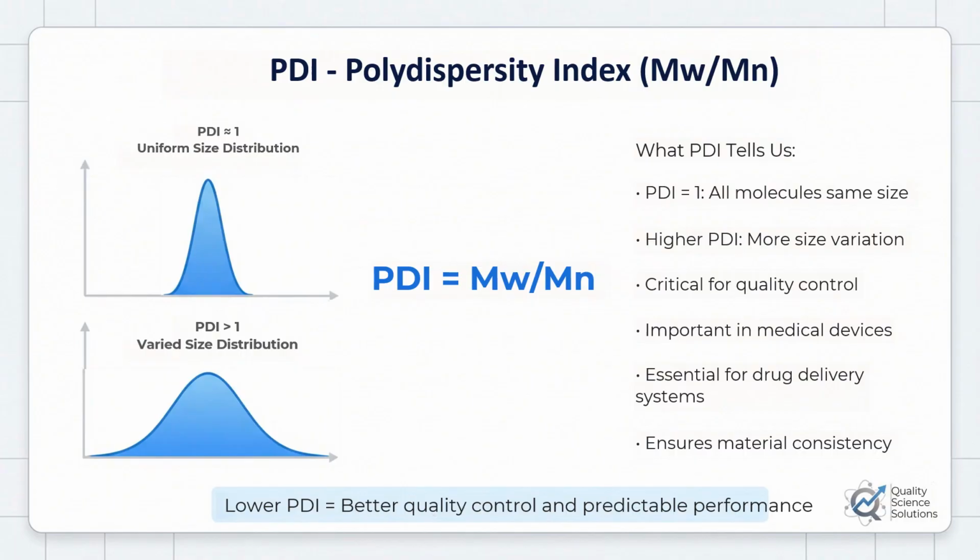PDI, calculated as MW divided by MN, tells us how uniform the polymer is. PDI close to 1 means uniform chain sizes. Higher PDI means a broader distribution. In real applications, lower PDI usually means better process control, more predictable performance, and higher confidence in regulated products like drug delivery systems and medical devices.